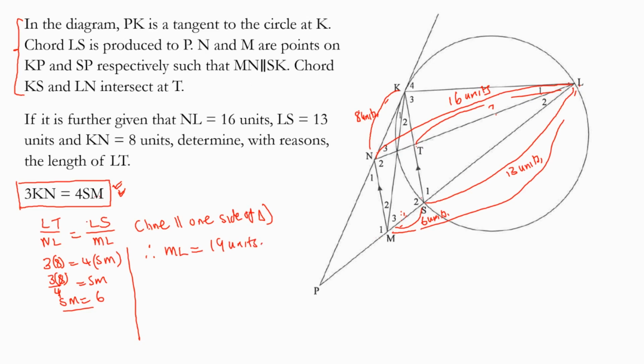Right, now let's substitute what we have into this equation. LT, that's what we're looking for. So LT over NL, NL is 16 units, is equal to LS, 13 units, over ML, 19 units. Then LT is equal to 13 over 19 times 16. And then we get that LT is equal to 10,95 units. Done. Well done.